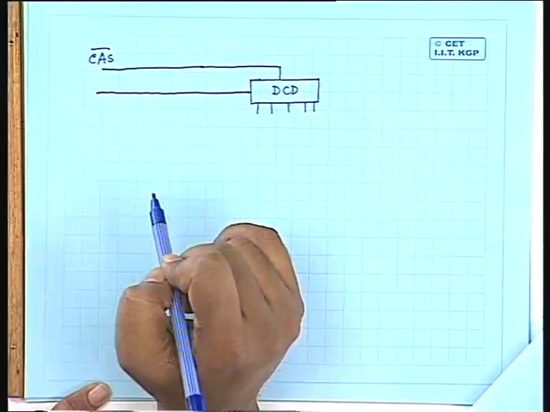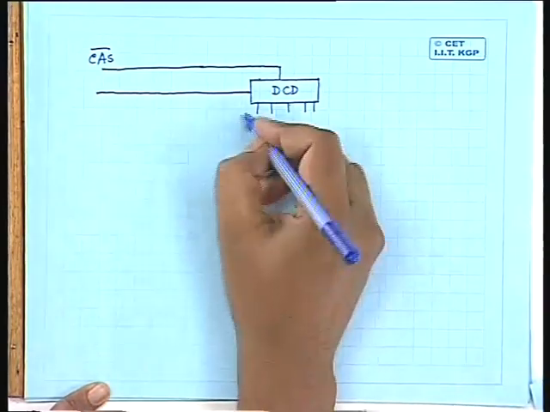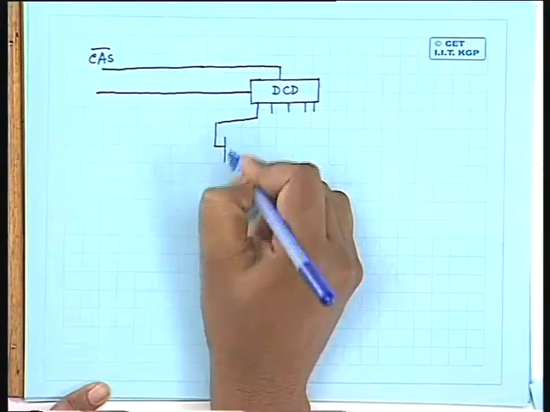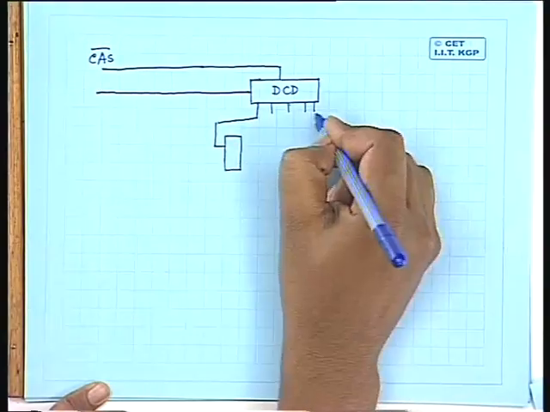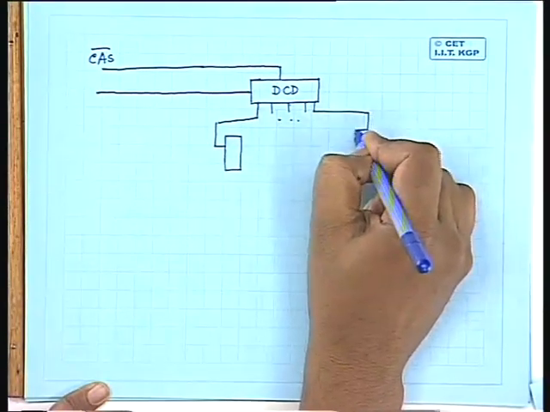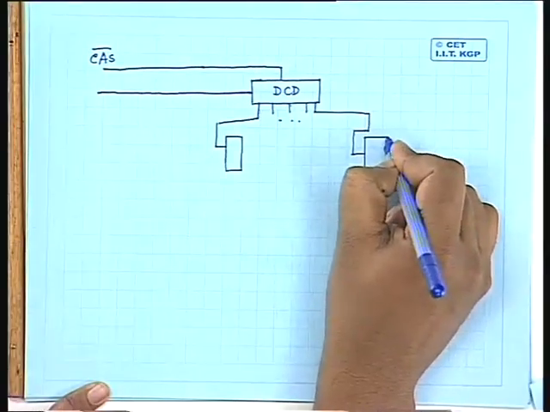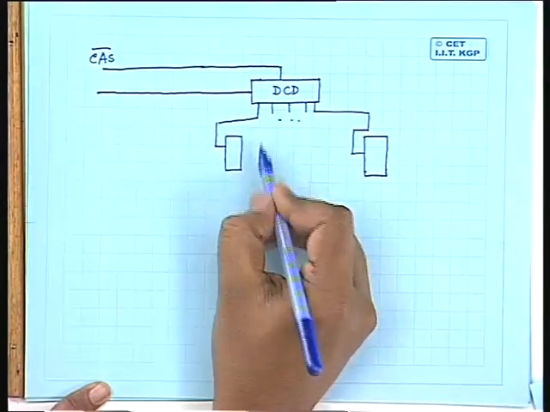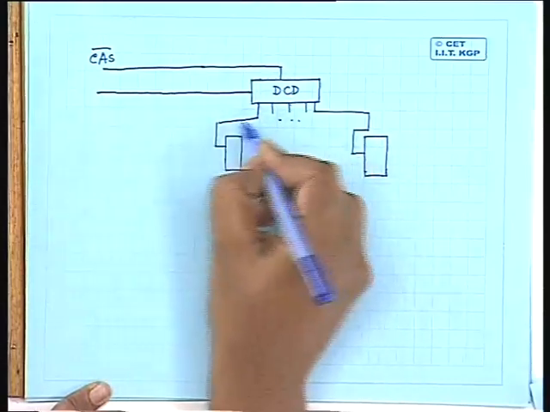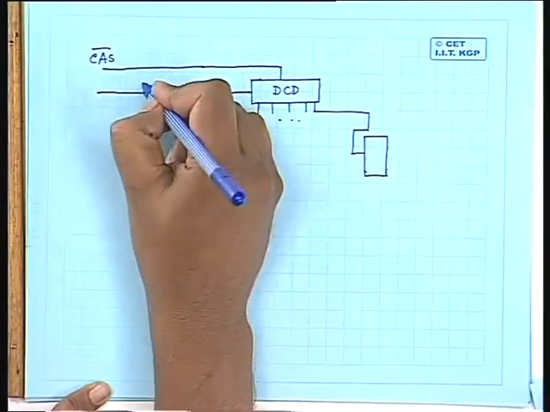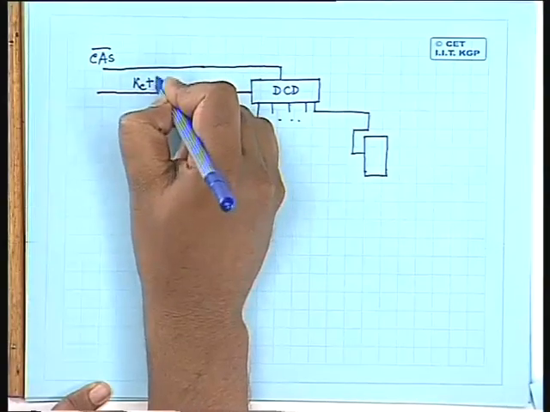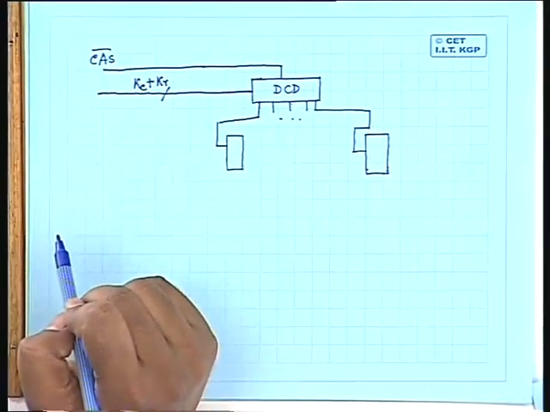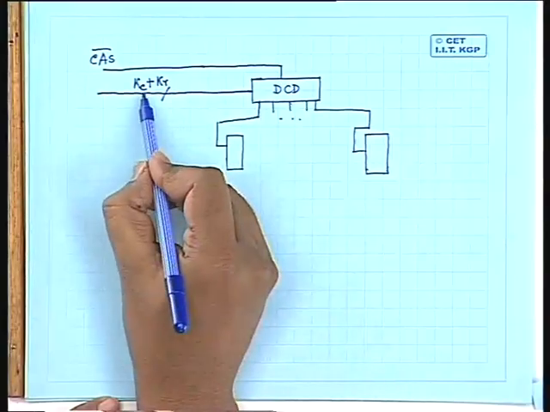Again, if we want to go for a multi-dimensional array, then what can be done is these outputs of the decoder can be used to activate other decoders. And these decoders in turn will get a number of other address lines. So if I assume that here I have a number of address lines, say KC plus KR, where KR is the number of rows, 2 to the power KR will be the number of rows, and 2 to the power KC will be the number of columns. So the total number of chips that we can address is 2 to the power KC plus KR.